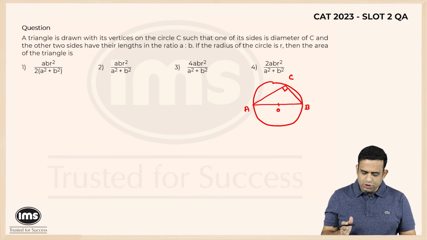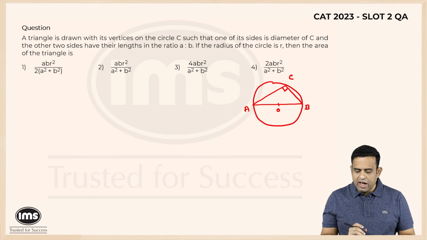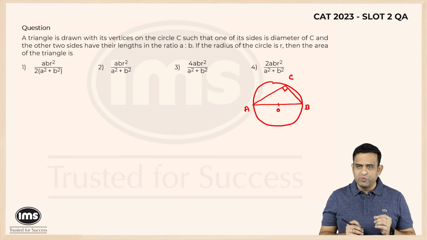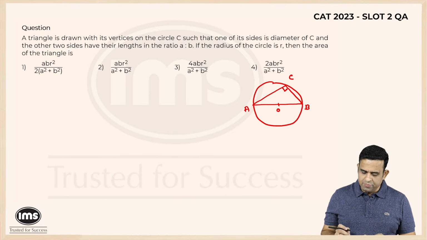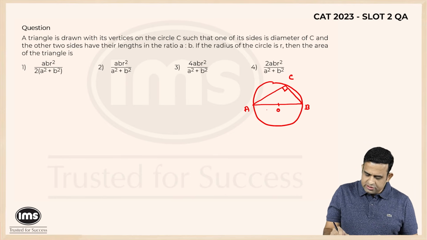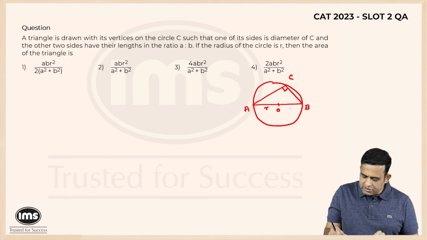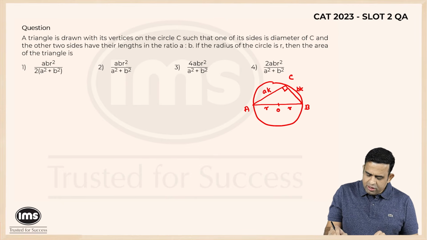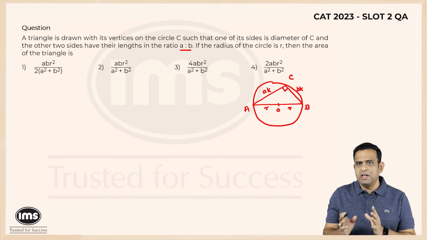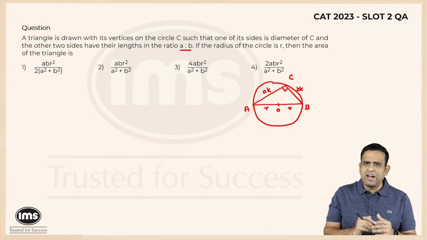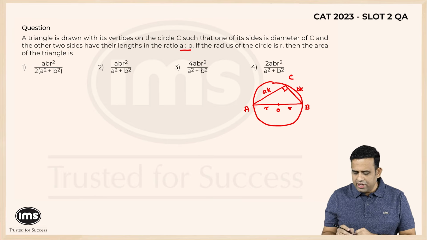And they are saying the ratio happens to be A is to B. The task is to find out the area of the triangle. Please note they have not given any value as such. So I assume OA is R, OB is R, and since they have told the ratio being A is to B, I'm assuming my two sides as AK and BK over here.